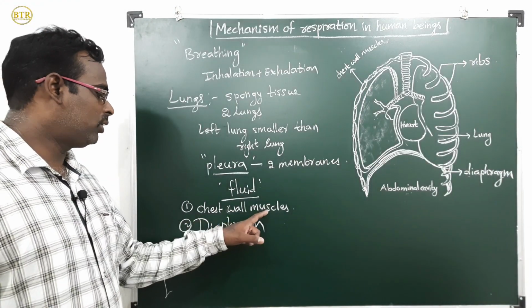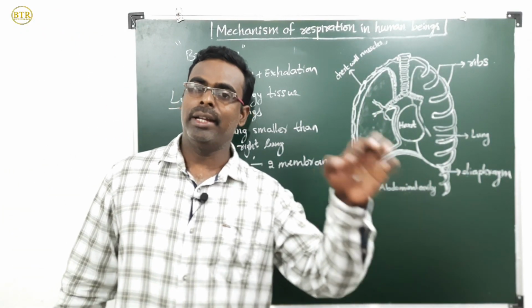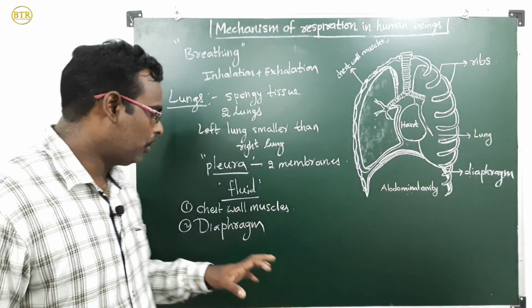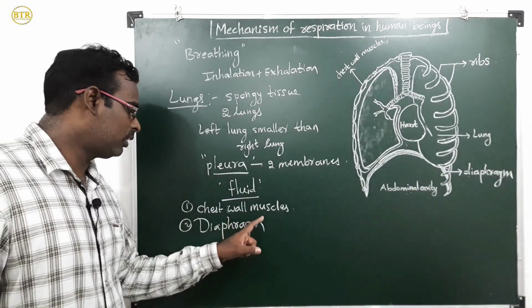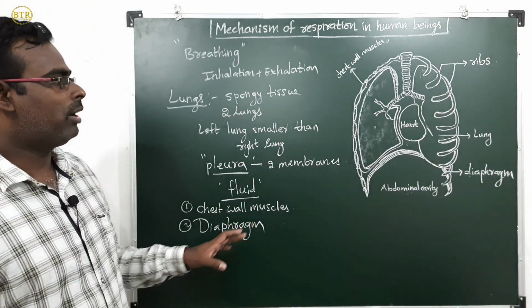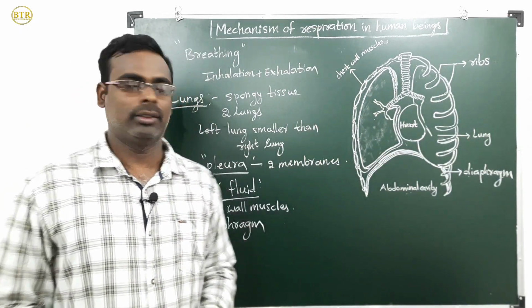Here, chest wall muscles and the diaphragm help the lungs to increase and decrease in size. So due to the presence of these two things, the chest wall muscles and the diaphragm, air enters into the lungs and air goes out of the lungs.